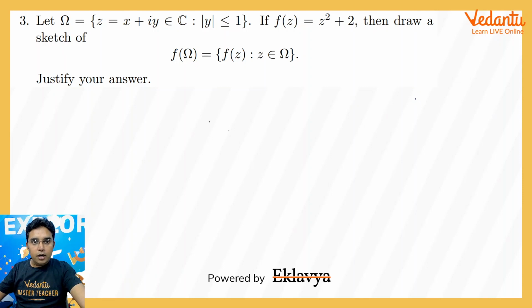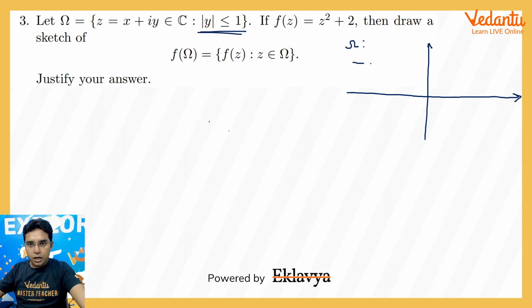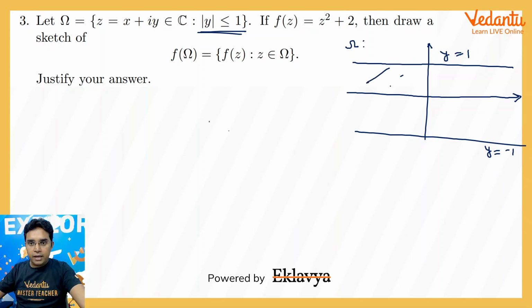So first of all, to know what my Omega is, please see, Omega is just a region of the Argand plane in which the imaginary part is between 1 and -1, because mod y is between 1 and -1. So this is how my Omega region would be, where this is y equal to 1 and here this is y equal to -1. So between these two lines, our region is actually Omega. Now, if I choose my z from Omega, then where will this f(z) be mapped to?